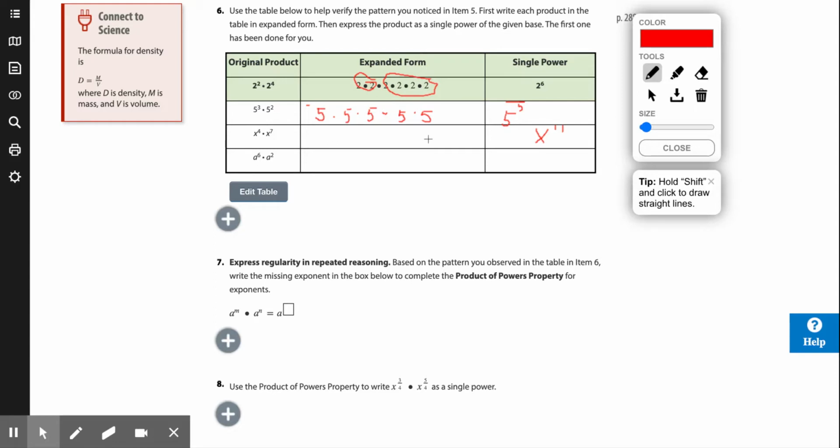We could write out 4 x's times another 7 x's, but in the end, it's going to be x to the 11th power. A to the sixth power times a to the second power is just going to be a to the 8th power, 6 plus 2. We have 6 a's times another 2 a's, a total of 8 a's. So remember, the product property for exponents is to add the exponents when you're multiplying like bases.